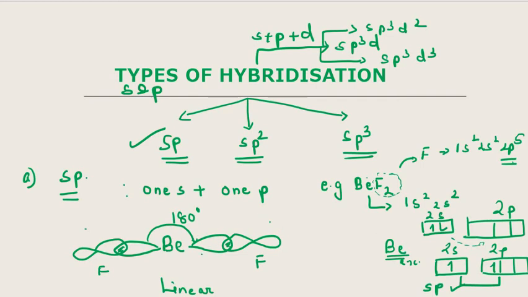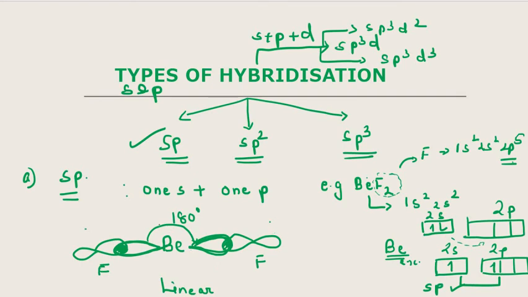You can see that this is one sp hybridized orbital of beryllium, and this is another sp hybridized orbital of beryllium. In this case, what happens? Axially, the 2p orbitals of the fluorine atoms overlap with them, resulting in the formation of the BeF2 molecule.